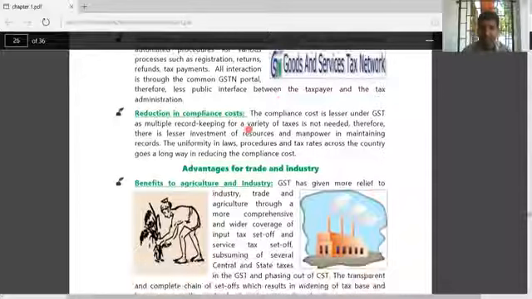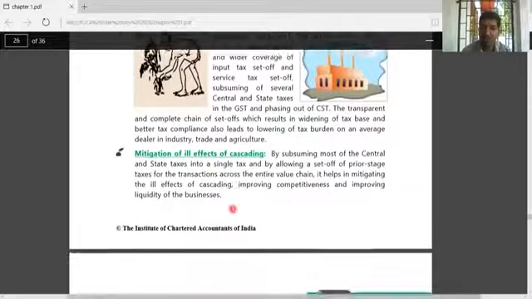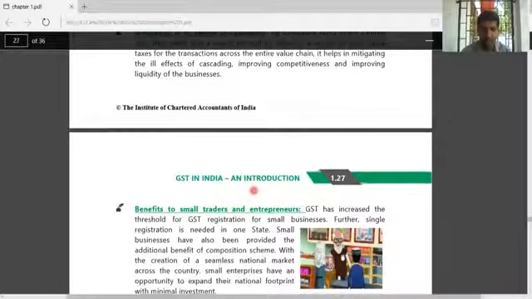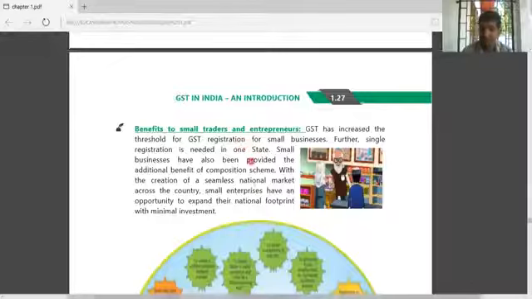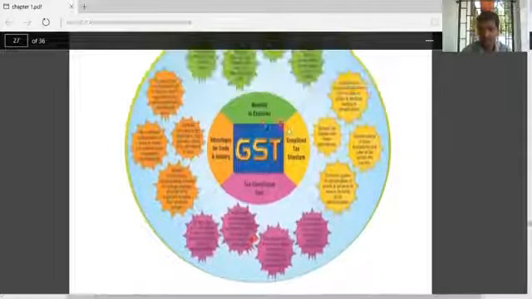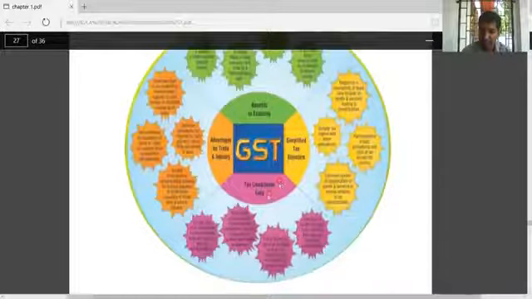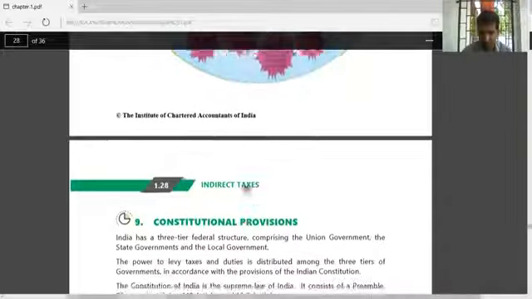Then reduction in compliance cost. So compliance procedures are much lighter. Then benefits to agriculture and industry. Then mitigation of ill effects of cascading. The cascading effect, that is tax on tax, has been abolished. Now benefits to small traders and entrepreneurs. Composition schemes have been introduced for small taxpayers. So all these are benefits of GST: to the economy, a simplified tax structure, tax compliance, and trade and industry benefits.